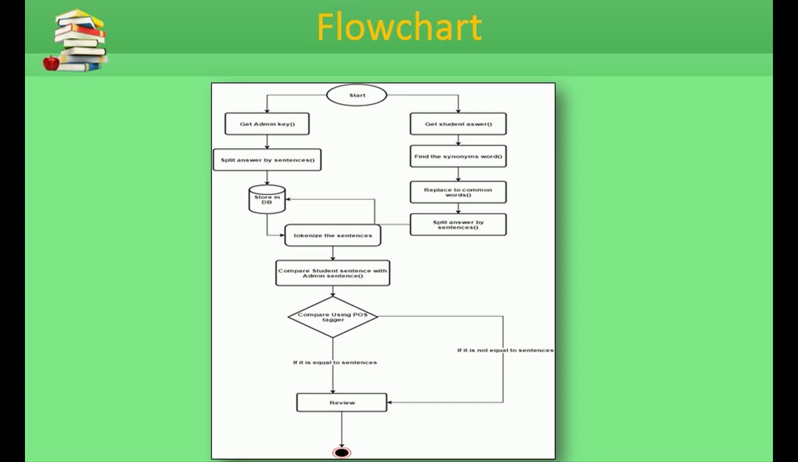Then the final module will be done in two ways. When both answers are the same or equal, the system calculates the value and grades the marks to students. If those two are not the same, it will evaluate and give grades in another way. Finally, students will get their review report.